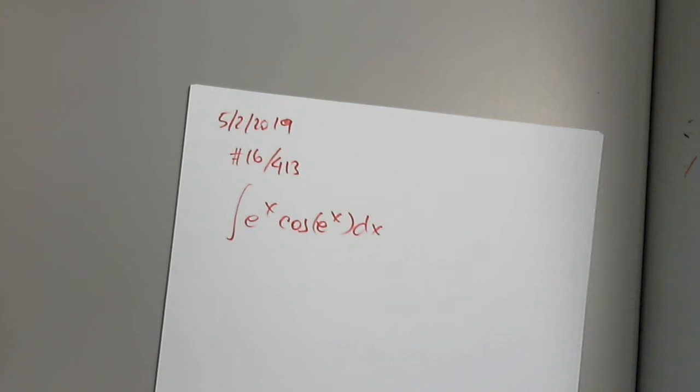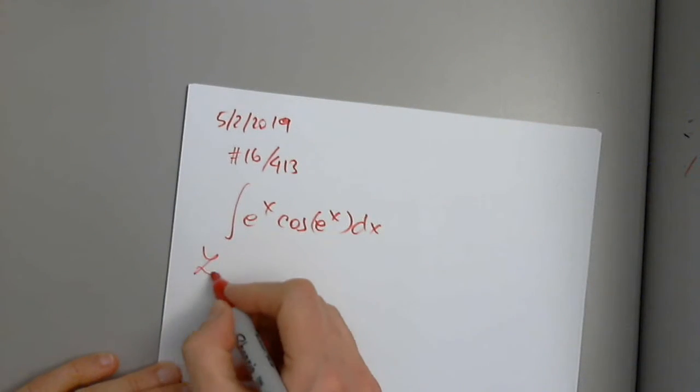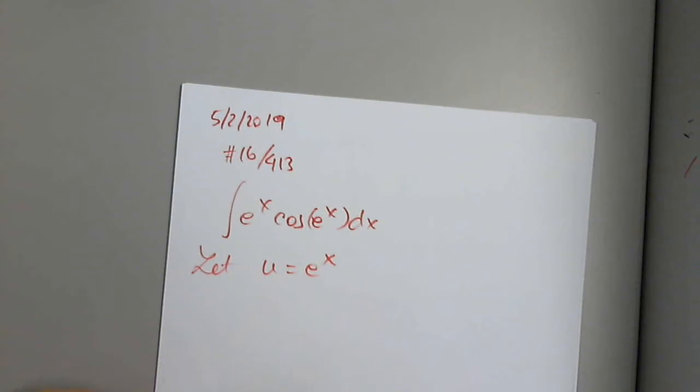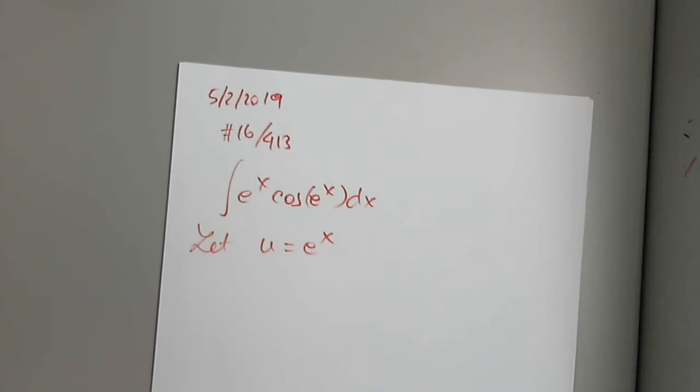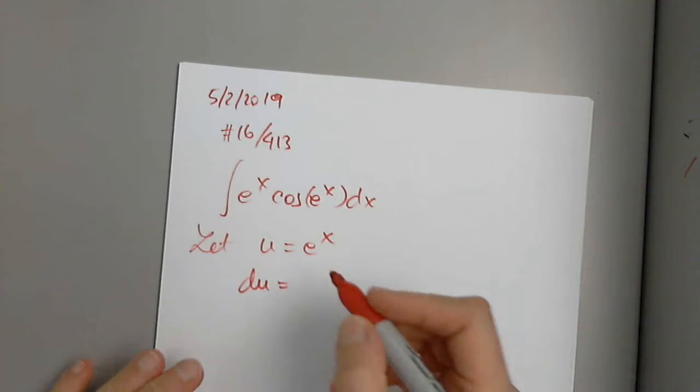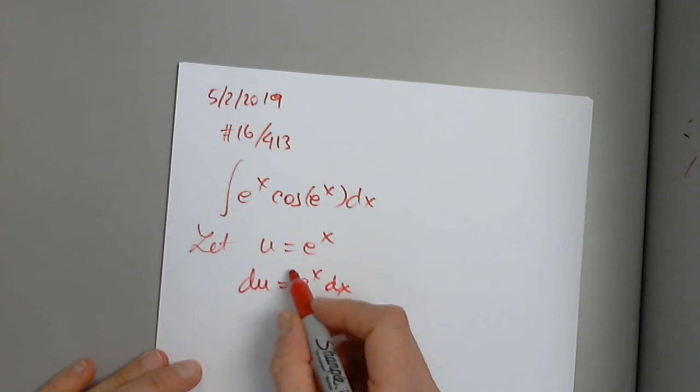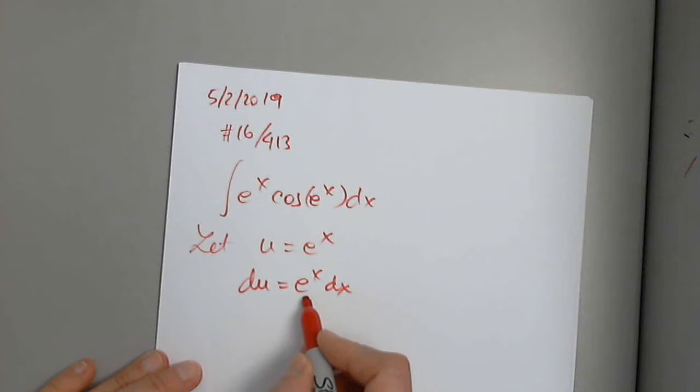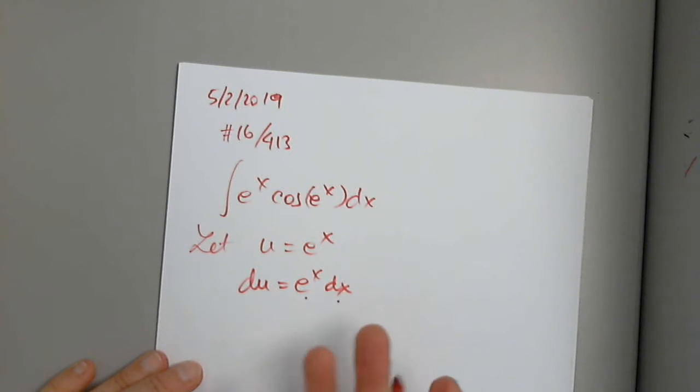Which variable we want to use doesn't matter. We want to say, let u be e to the x. This works only if du is in the problem, up to a constant, and that's okay. So is du in the problem? Yes. How much is du? e to the x dx. Excellent. Please remember, du must be f prime times dx, which it is.